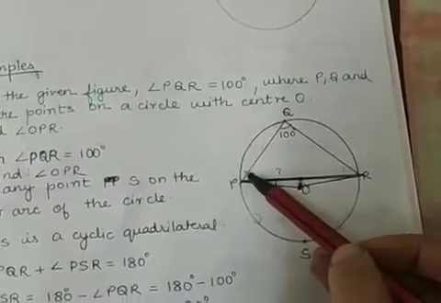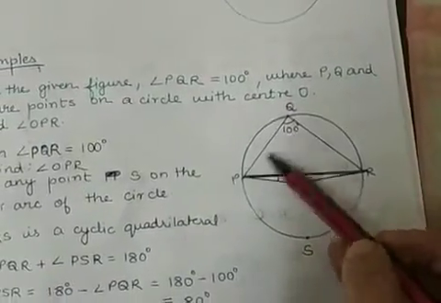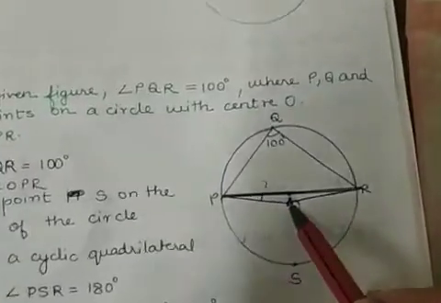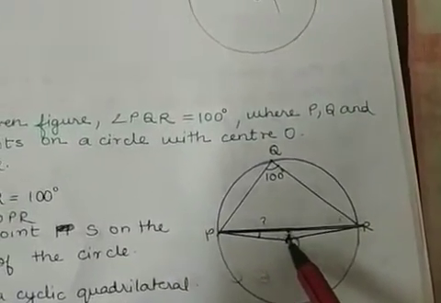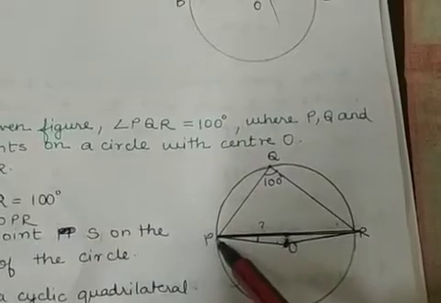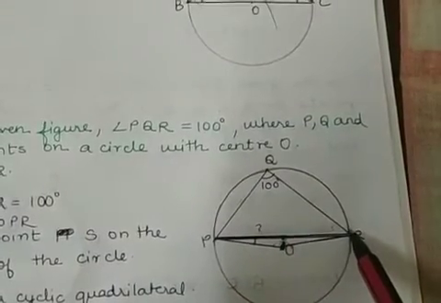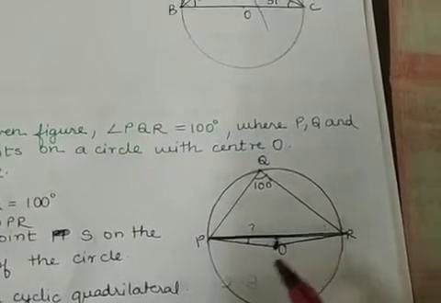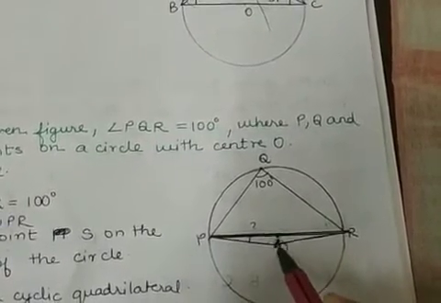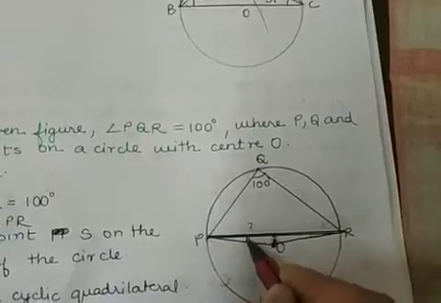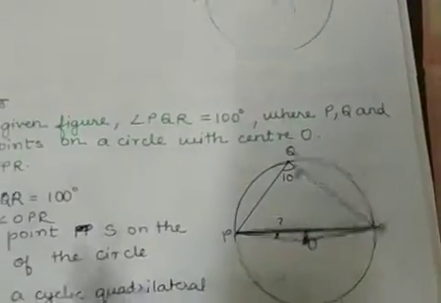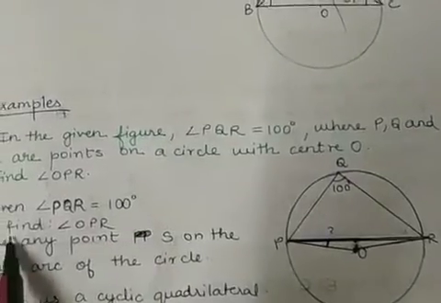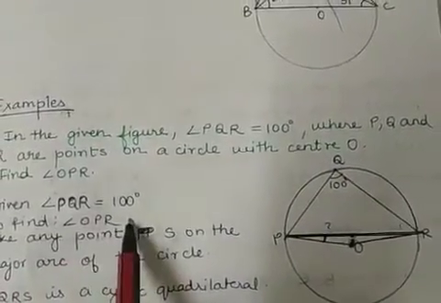So you are given three points on the circle, P, Q and R, and O is the center of the circle. It is given that angle PQR is 100 degrees, and you have to find angle OPR. So this angle you have to find. What is given here? Angle PQR is 100 degrees and you have to find angle OPR.